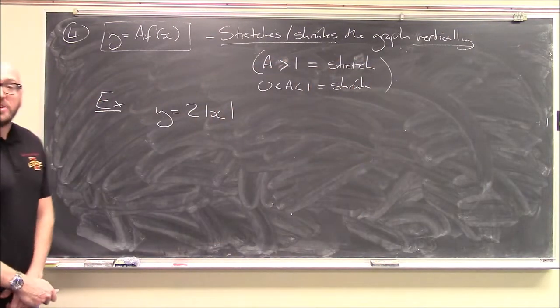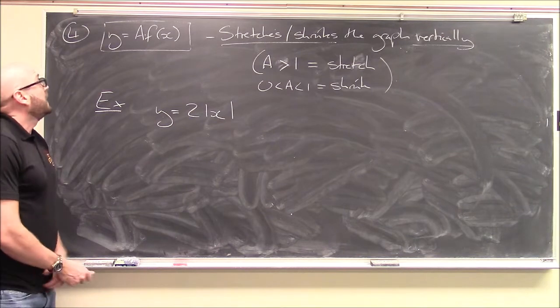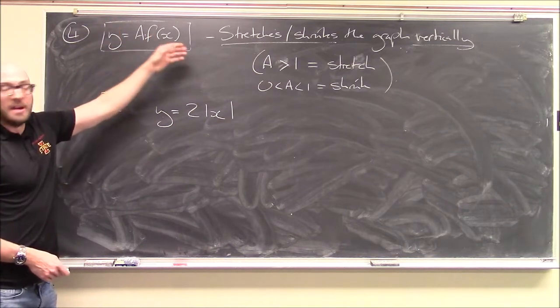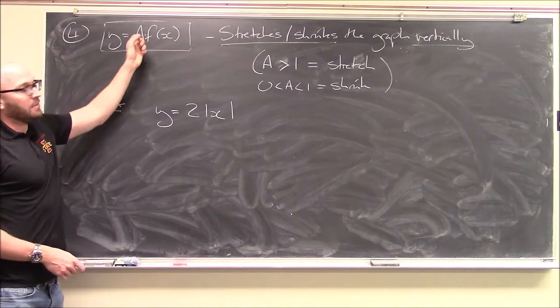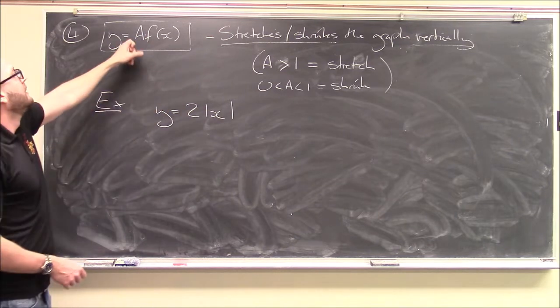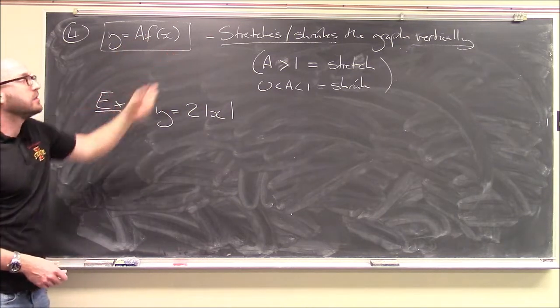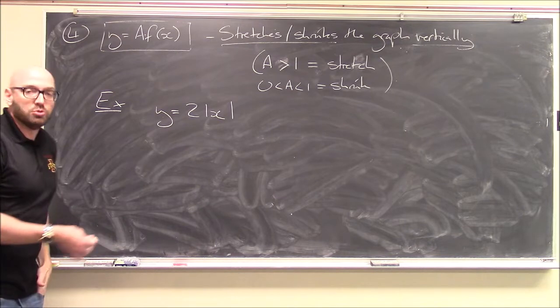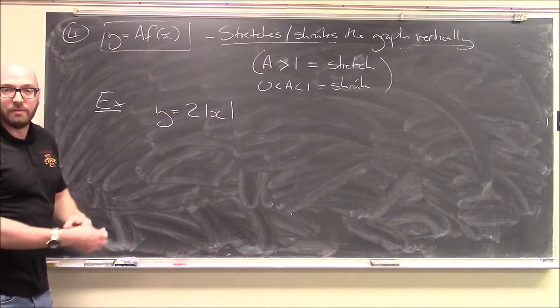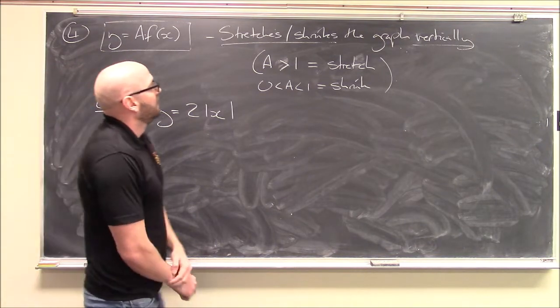Okay, so our last type of transformation is, instead of taking your entire function and multiplying by minus 1, here we're just going to multiply by a positive constant. So you have a times f of x. And this corresponds to a stretching or a shrinking of the graph vertically.